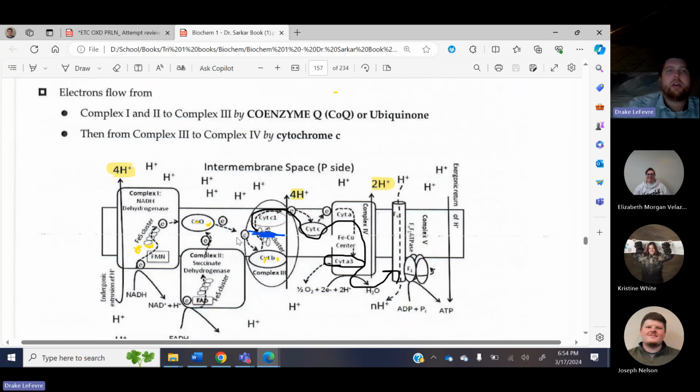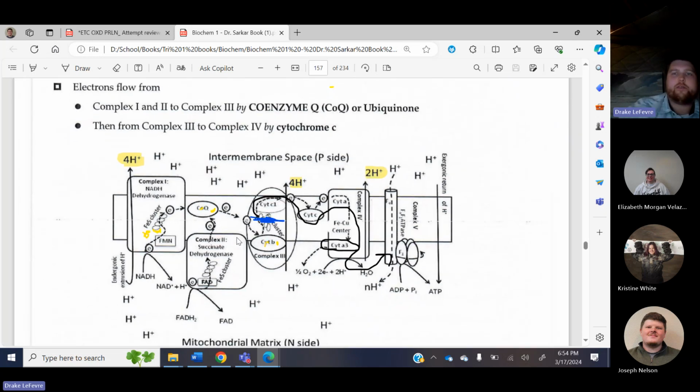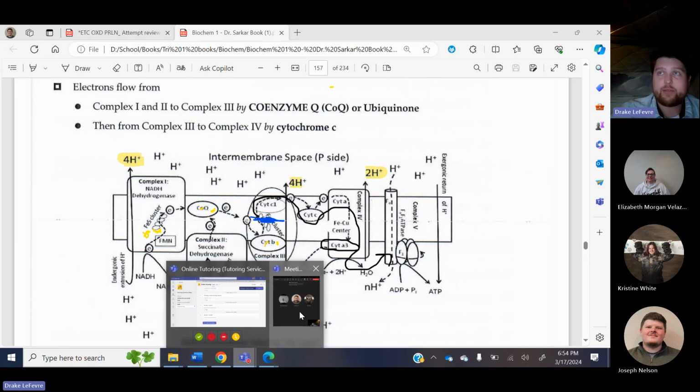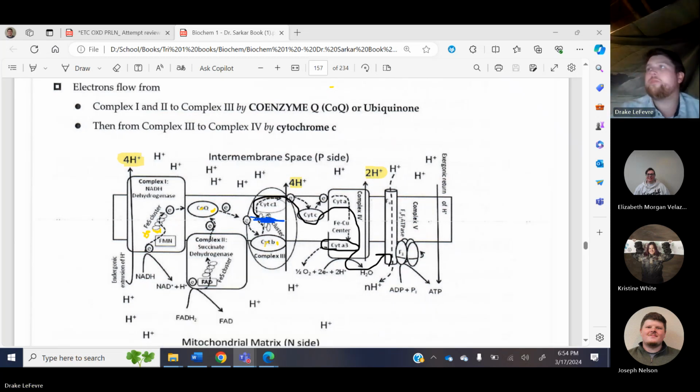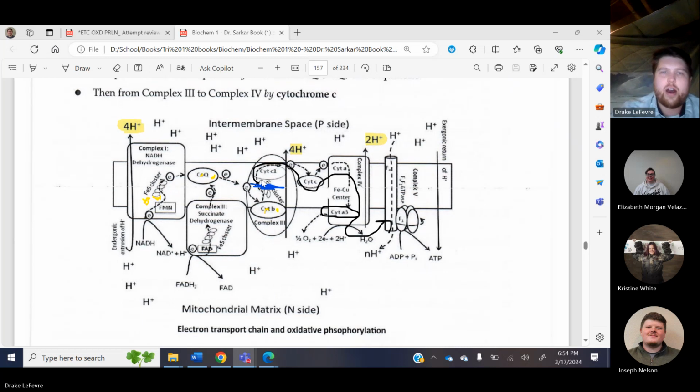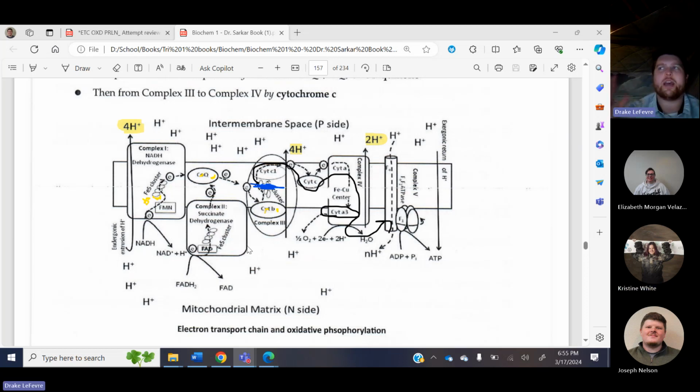Right. So we have our electron flow that we're going to be having with all of this. How do we feel roughly right now about the electron transport chain, the general process of it? On a scale of 1 to 10, how do we feel about the process? Not great, but not horrible. Okay. Yeah.